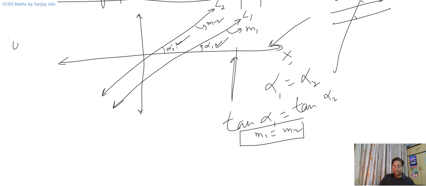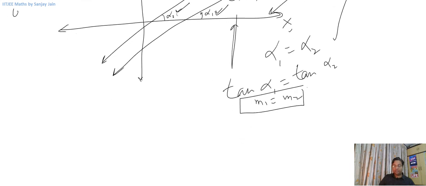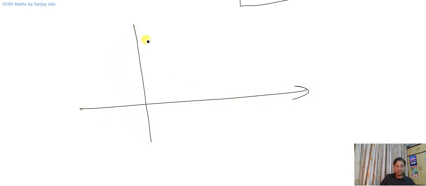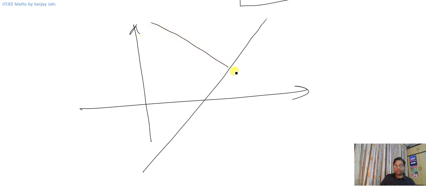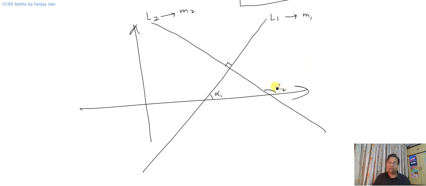And when the two lines are perpendicular to each other, let us draw a coordinate axis once again. Let this be one of the lines, and let this be another line which is perpendicular to this line. Let us say this is L1 and this is L2. L1 has got slope m1 and L2 has got slope m2. L1, let us say, makes an angle of alpha 1 with the positive direction of x-axis, and L2 makes alpha 2 with the positive direction of x-axis.